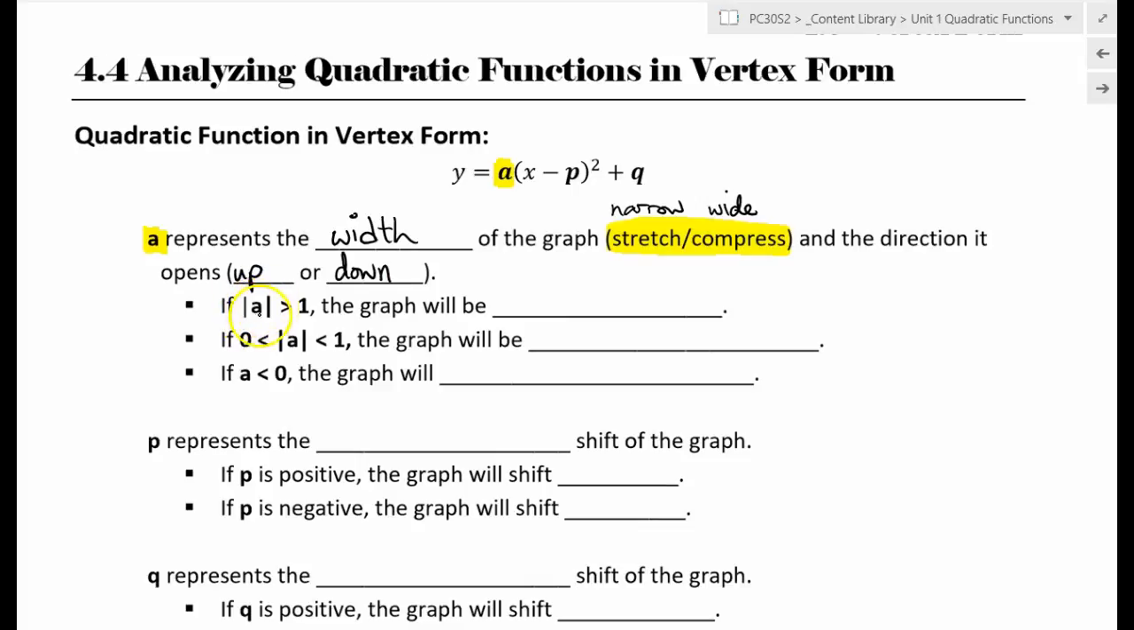If the absolute value of A is bigger than 1, and you see these lines, they mean absolute value, so it doesn't matter whether it's positive or negative, the magnitude is 2, 3, 4, 5, 6, etc., then the graph will be stretched, and so it will be narrower. If we're dealing with a fraction between 0 and 1, either written as a fraction or as a decimal, then we are dealing with a compression, so it will be wide.